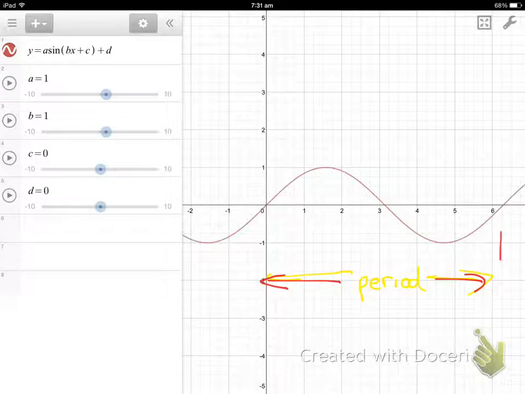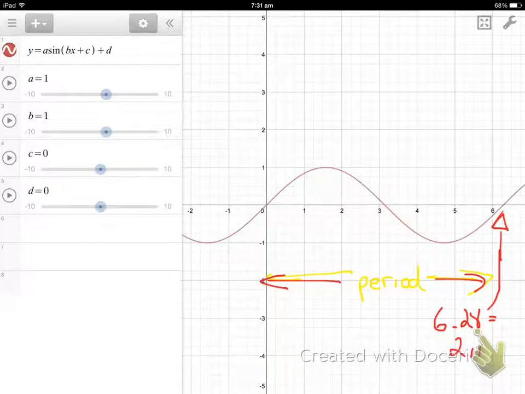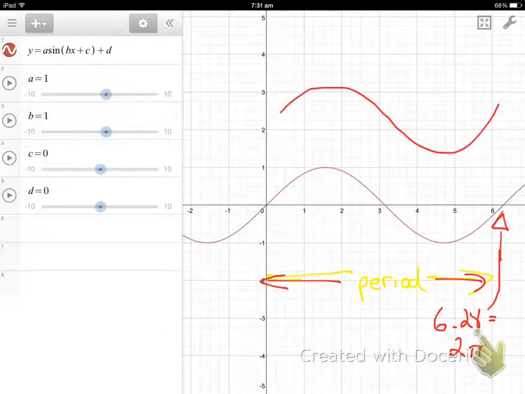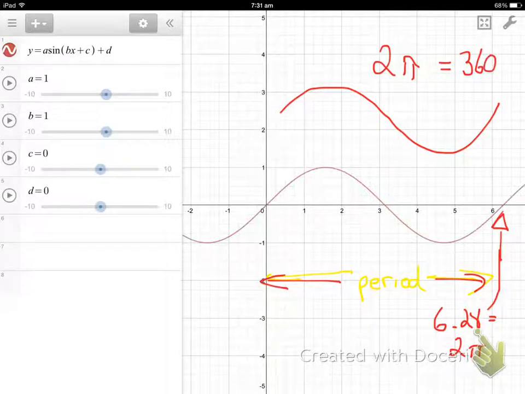You'll also notice that this value right here is actually 6.28. And that equals 2 pi. Therefore, the sine curve does one complete cycle in the value of 2 pi, which equals 360 degrees. That's very, very important to remember.